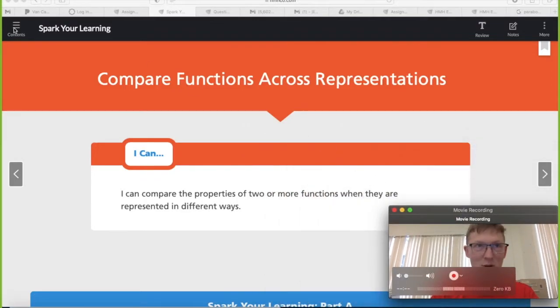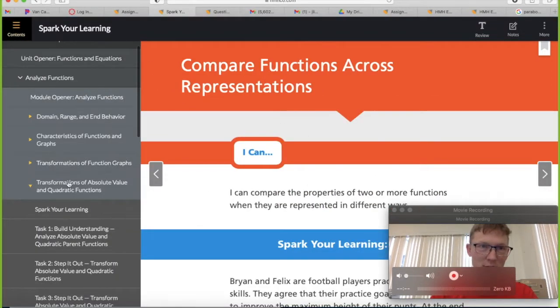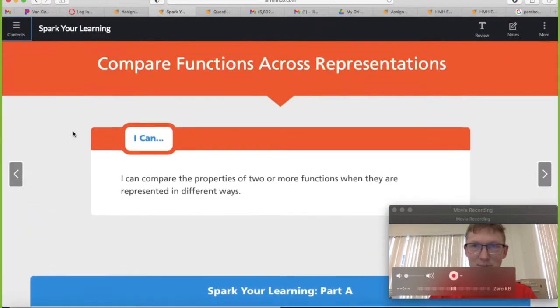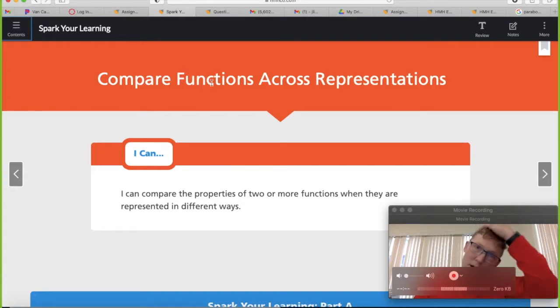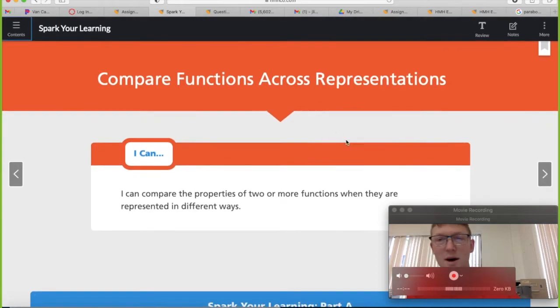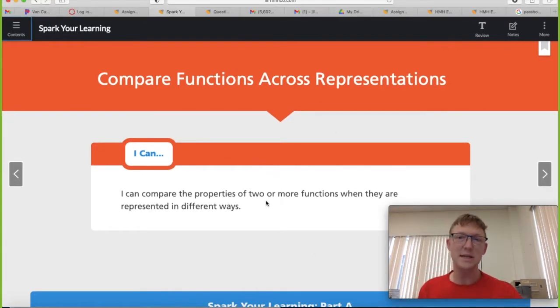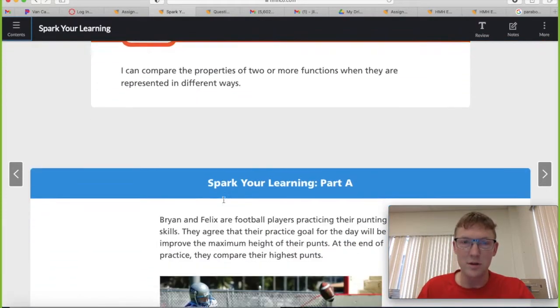We're at section 1 point whatever. I don't even know. It's the last one in the first module. So let's do it. 1.5, 1.4. Anyway, so we're going to compare functions across representation. So we've been learning a lot about these different types of functions, how we can move them around, how we can manipulate them. But data comes in all different forms, right? And so this whole section is going to be a little bit more realistic, like things that you might actually see in the real world. So let's look at those.